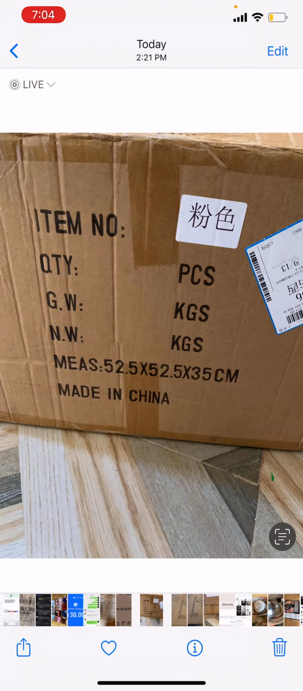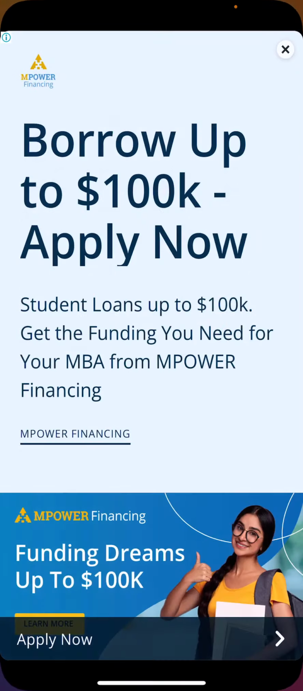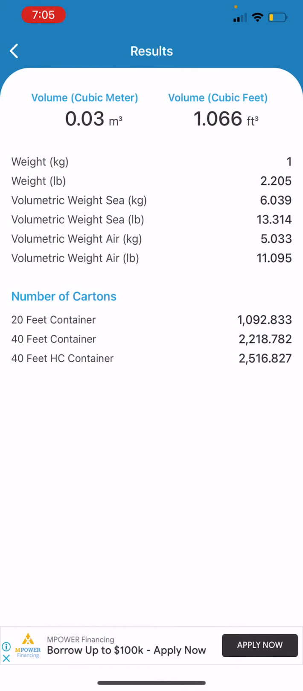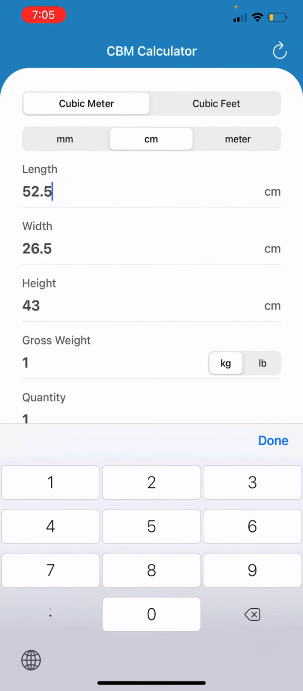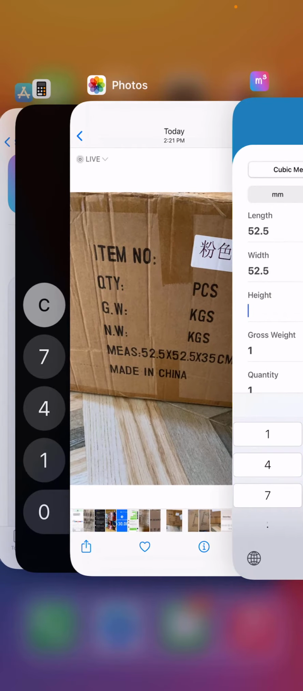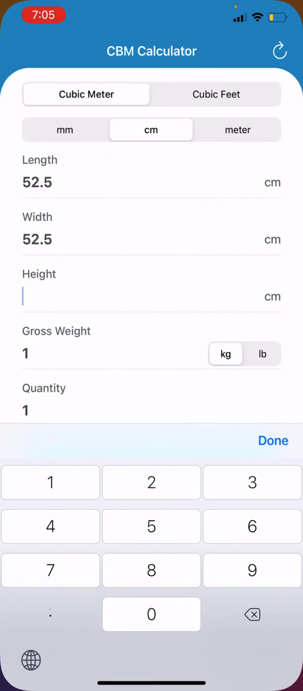So let's try this one too. This one is a ladle set, a beautiful ladle set that we bought. Always look at the measurement. Dimensions: 52.5 by 52.5 by 35. Okay, so you can do this. Just enter in the values: 52.5, 52.5 by 35.